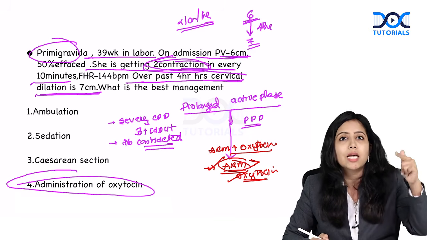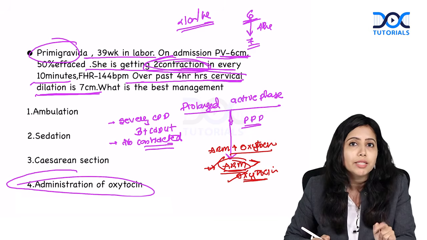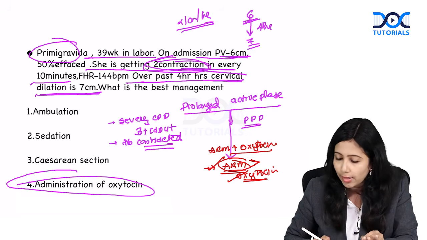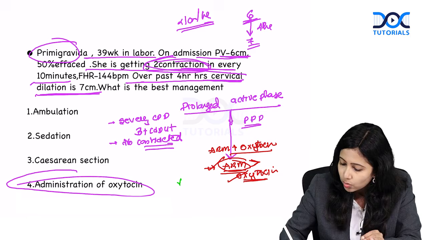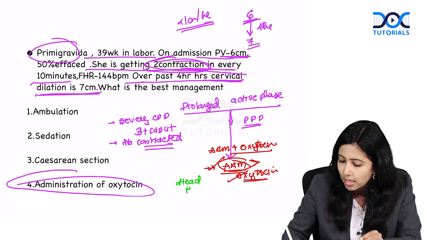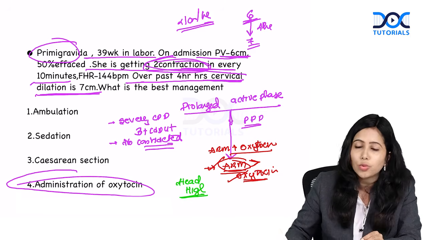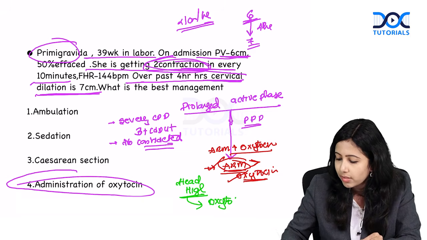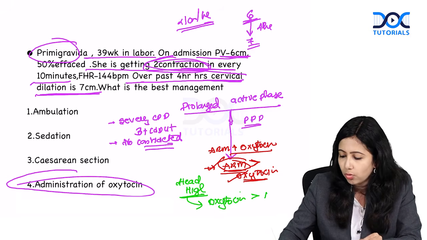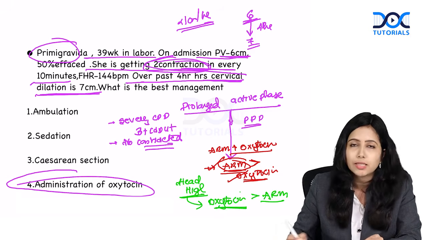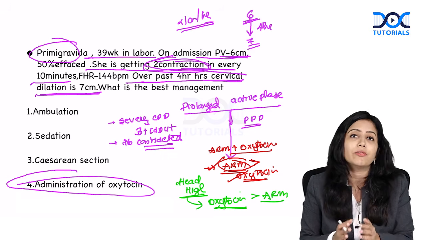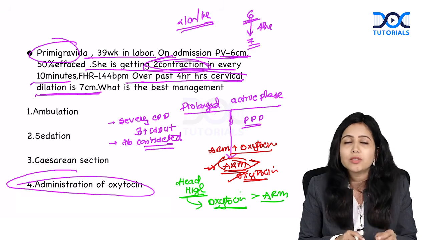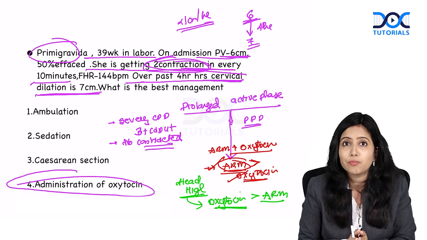But if the head is high and you do an ARM, the cord can prolapse. There is a chance that the cord can prolapse. So only when the head is high, in that scenario, you go for oxytocin first, let the head come down, then go for ARM. This is how you manage a prolonged active phase. Arrest of active phase, you have to definitely do cesarean section.